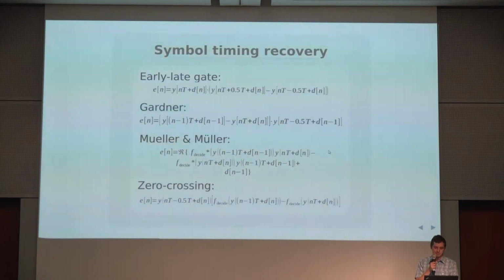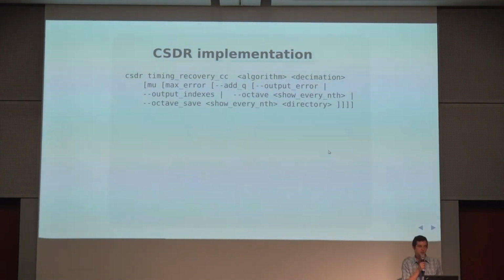And here are some formulas for these algorithms, or I mean these are timing error detectors. And the last two are decision directed, which means that it also takes the symbol decision into consideration. And this is the syntax of the CSDR implementation.